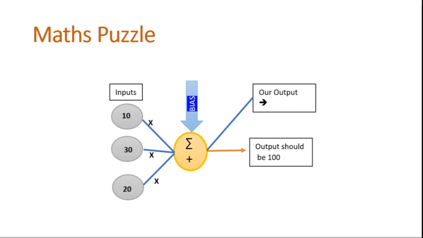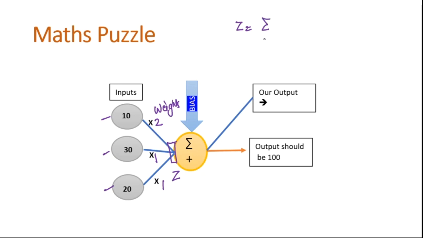So if you remember, these were my three inputs 10, 30, 20, and suppose here I'm taking 2 and here I'm taking 1. I have told you these were the weights which get multiplied by the inputs, and the bias which is getting added. So suppose we are taking Z here, before going into the activation function it is Z. So what would be the value of Z?